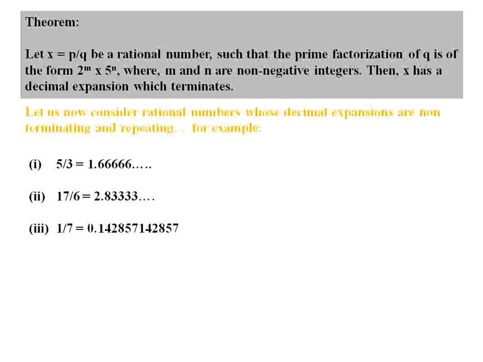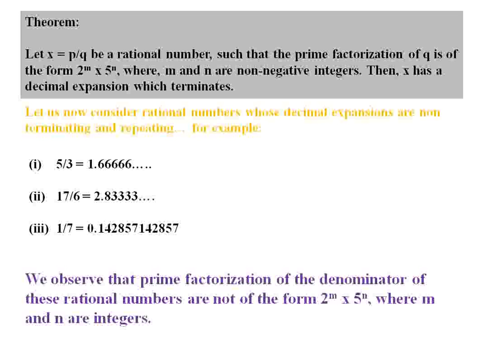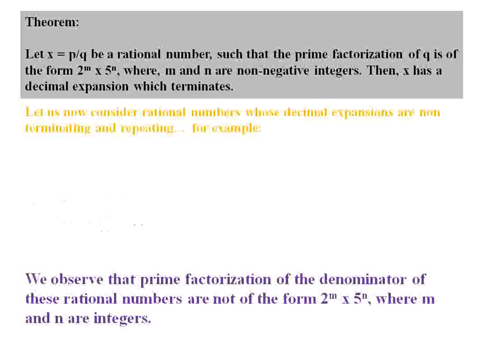For example, 5 by 3 will be equal to 1.666666, 17 by 6 will be equal to 2.833333, and 1 by 7 will be equal to 0.142857142857, and so on. We observe that the prime factorizations of the denominators of these rational numbers are not of the form 2 to the power of m into 5 to the power of n, where m and n are non-negative integers.